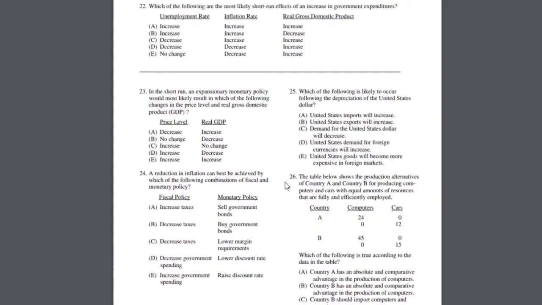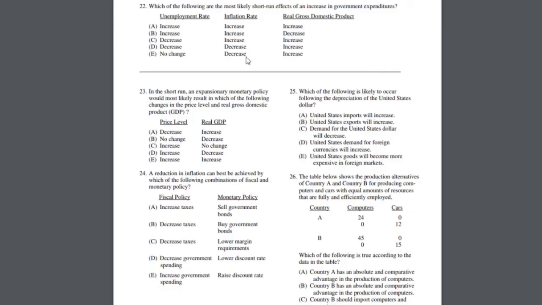Next page. All right. Which of the following are the most likely short-run effects of an increase in government expenditures? So that's going to increase aggregate demand. This is basically the same question as 21. So an increase in aggregate demand is going to increase GDP. In macroeconomics, GDP and employment go hand in hand. So whenever GDP increases, employment increases. Whenever GDP decreases, employment decreases. Whenever GDP increases, unemployment decreases, and vice versa.